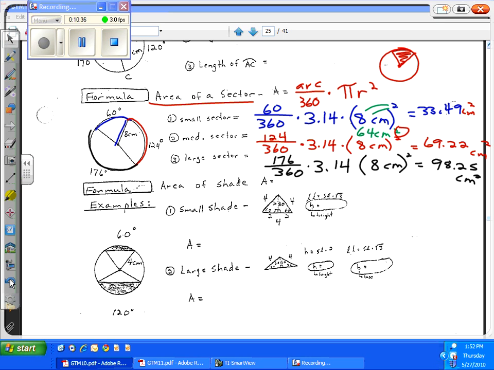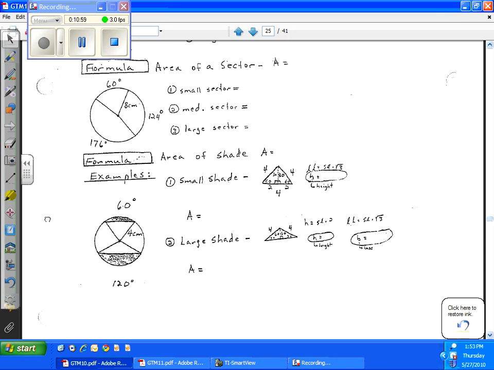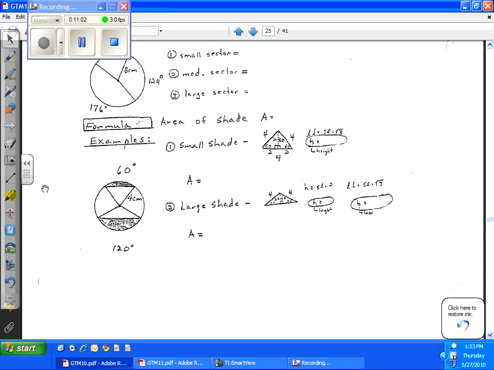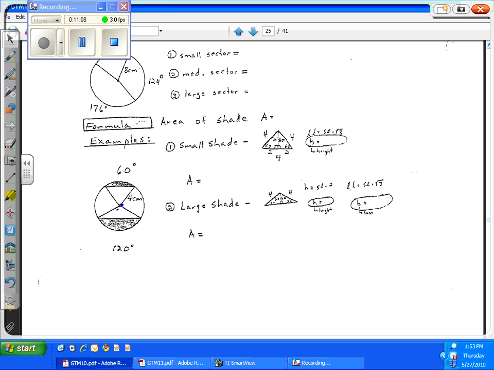So we've taken a look at an arc length. An arc is a part of the circle. It's a fraction of the circumference. We looked at the area of a sector. It's a region bounded by two radii and an arc. Like a slice of pizza, it's a fraction of the area. So we put arc over 360 times the area formula pi r squared. What we're going to look at now is the area of the shaded region at the end.